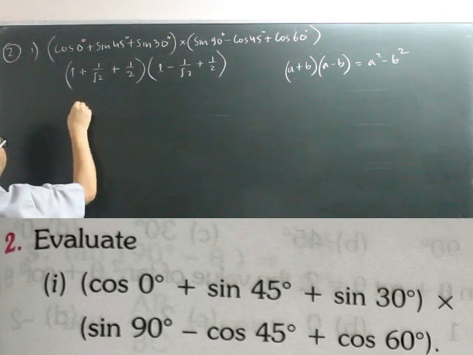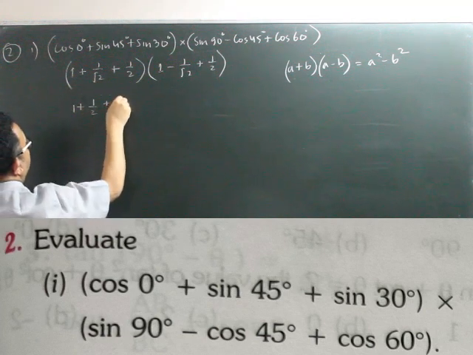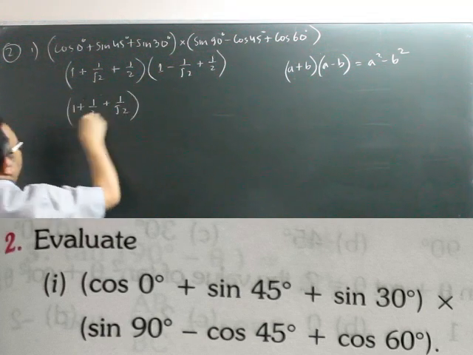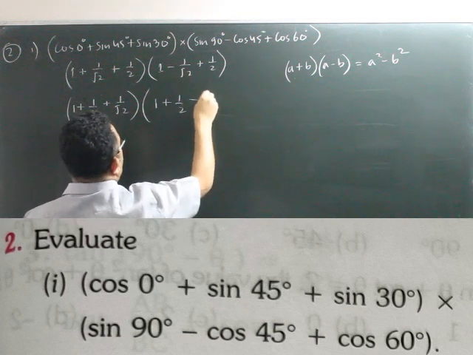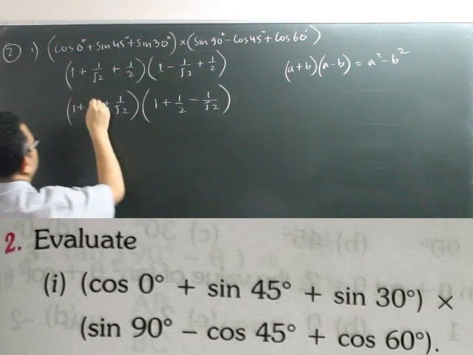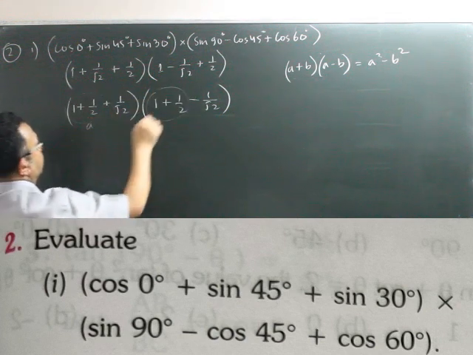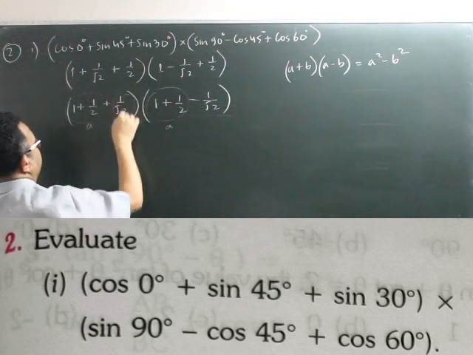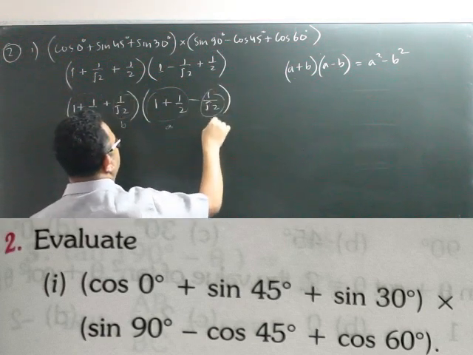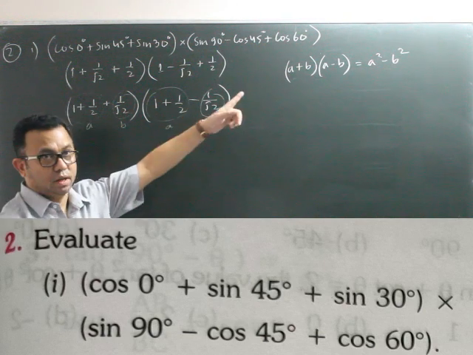So let me take this 1 and this half first, then plus 1 by root 2 in one bracket, then 1 plus half, again these 2 I have taken first, and then minus 1 by root 2. So there it is. I am taking this part as a, and this one I'll take as b. So a plus b, a minus b. So that formula I'm going to apply now.